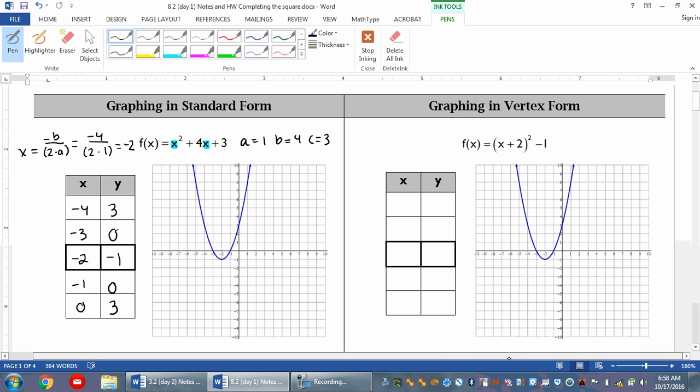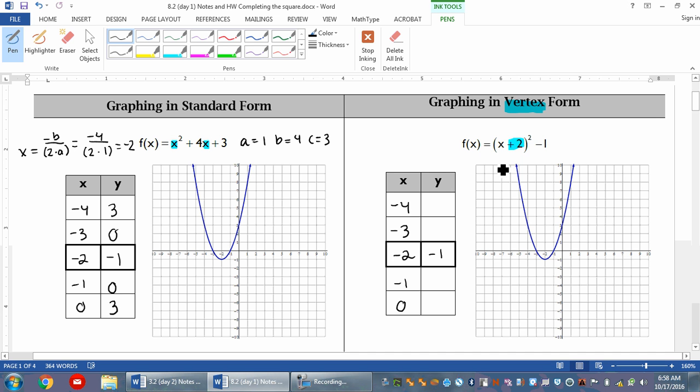Now if you notice, on the right-hand side, my equations are in vertex form. In vertex form, I can actually see the vertex from the equation. It's always the opposite sign. Instead of 2, it's negative 2. And it's the same sign for the y. You just put it in and it remains negative 1. I go 2 smaller, 2 bigger.